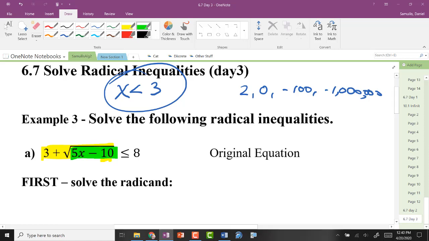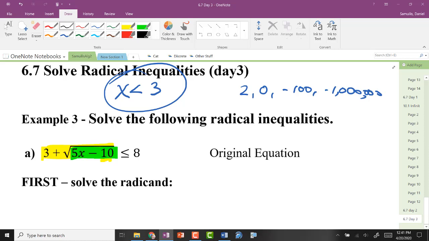Now, there are some issues with the 5x minus 10 because we cannot have negatives underneath this radical. So not only do we want to pick values of x that will make this whole thing less than or equal to 8, but we also need to worry about the numbers that are going to make this become a negative. So the first step is going to be to solve the radicand.